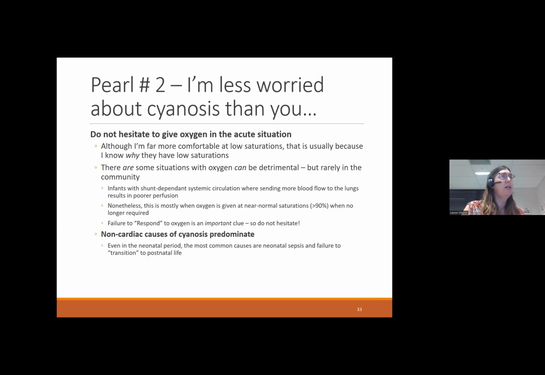Now, non-cardiac causes of cyanosis predominate in our community. Even in the neonatal period, the most common causes are neonatal sepsis and failure of transition to postnatal life, which comes along with that. So just because they're cyanosed doesn't mean they have congenital heart disease. And that's why I don't want you to hesitate to give oxygen if you're worried.